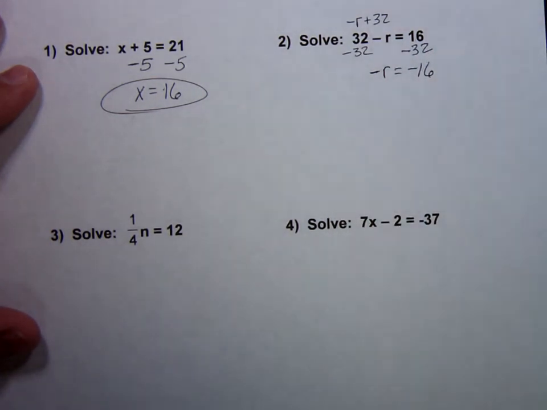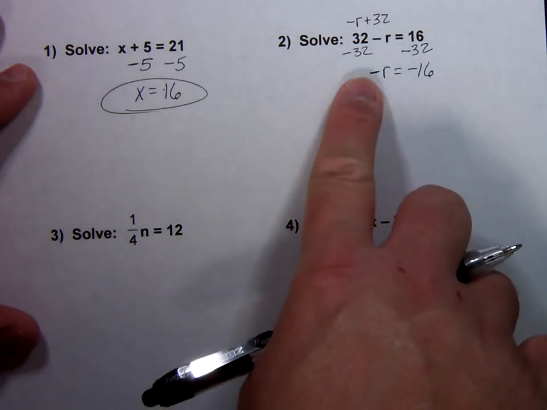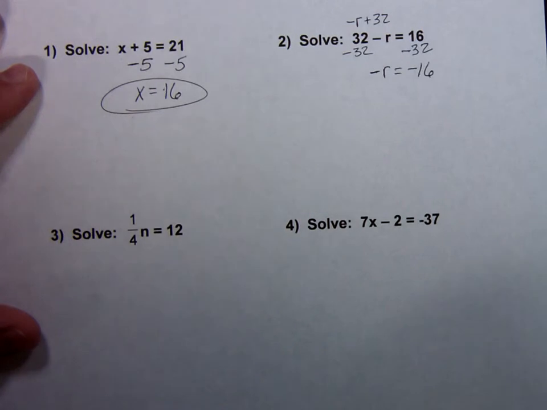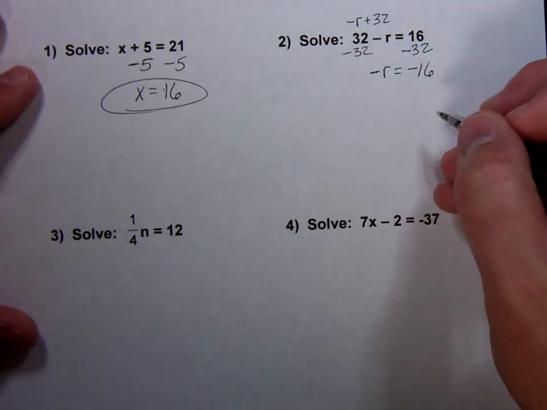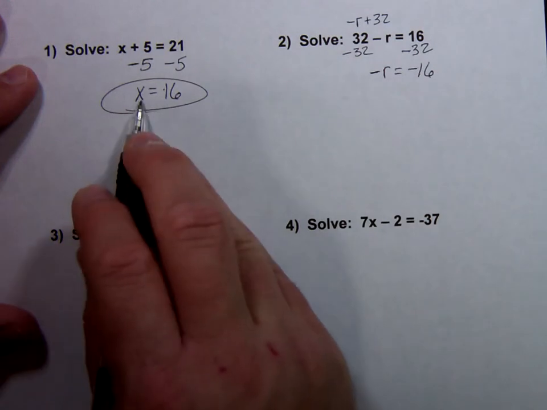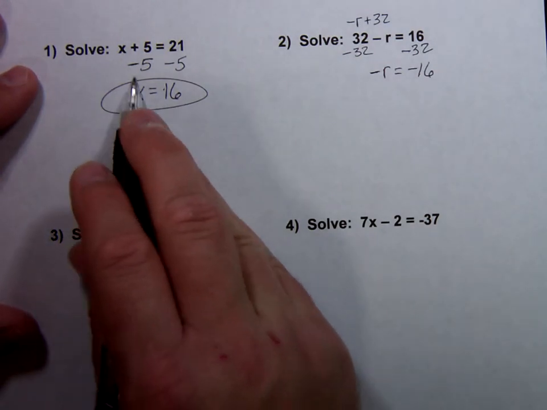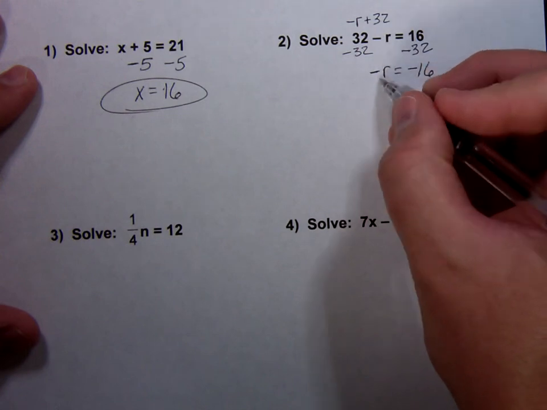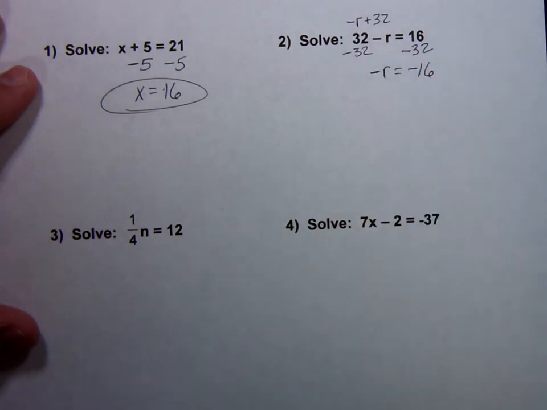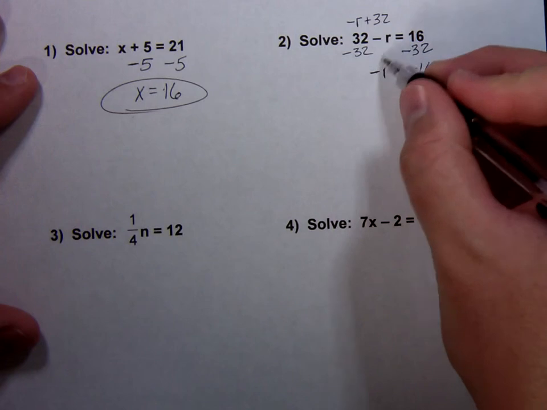Now, we're still not done because r is not completely by itself. We've got this negative sign in front of r. I've got to get rid of that. Anytime you do not have a number in front of your variable, it's understood to be 1. Like right here, this is x. Well, how many x's is that? Well, that's 1x. Right here, this would be negative 1r. So I'm going to treat this like r is being multiplied by negative 1.